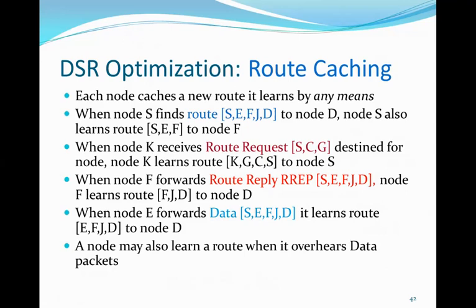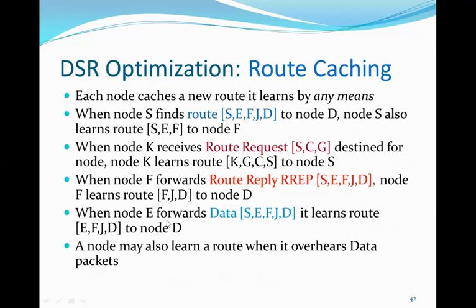When node F similarly forwarded the route reply, it followed the path S, E, F, J, D. Therefore, node F also learned about the route to node D from F, J, and D. And these are some additional information. Similarly, node E also learns about its neighborhood nodes that are F, J, and D.